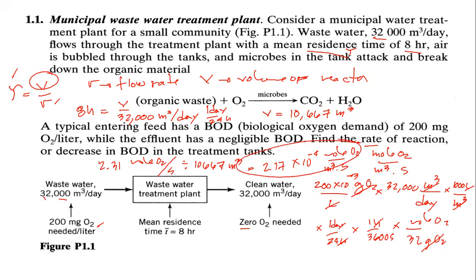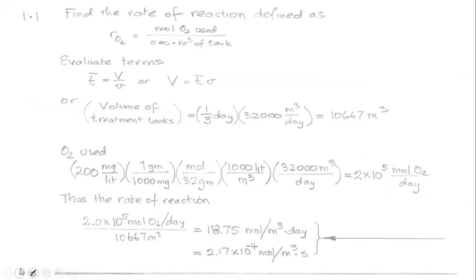You getting this? Ano ba? Do you have any question? Ayun, 2.17 times 10 to the minus 4.